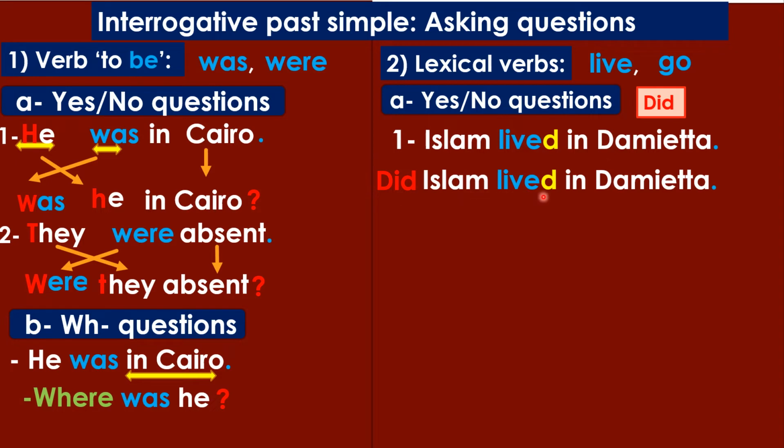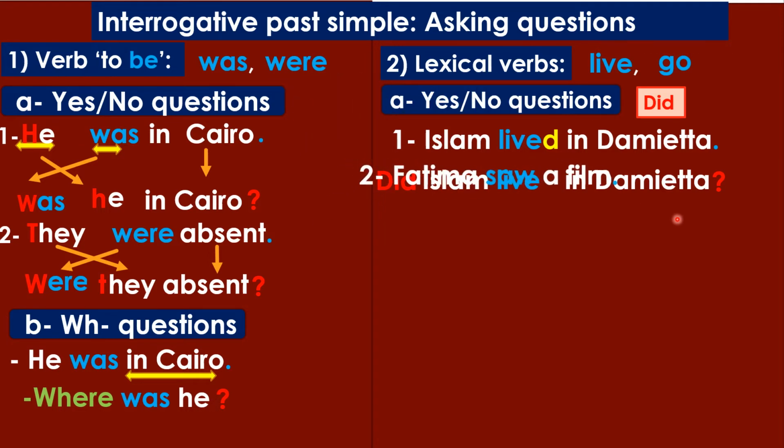Did Islam lived in Damietta? Of course, I'm going to make some changes. I started with did, and the same sentence is written here. But look here. I've got to delete the D. Because of did, I'm going to delete the D, so I take the verb back to the form 1 or the infinitive. Because of did. I have a full stop here, so I'm going to delete it and have a question mark. So the question is going to be, did Islam live in Damietta?